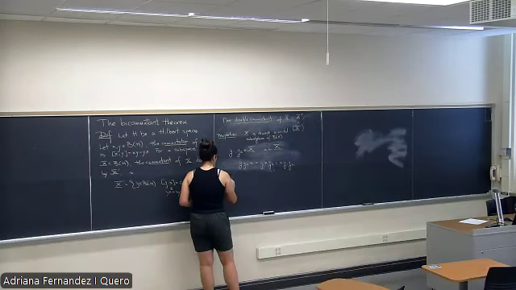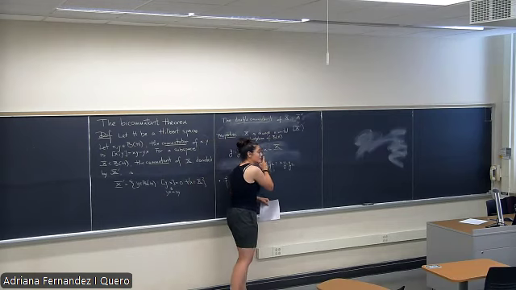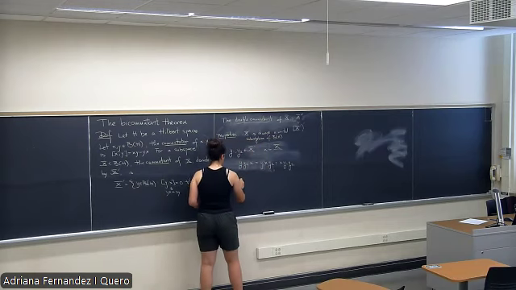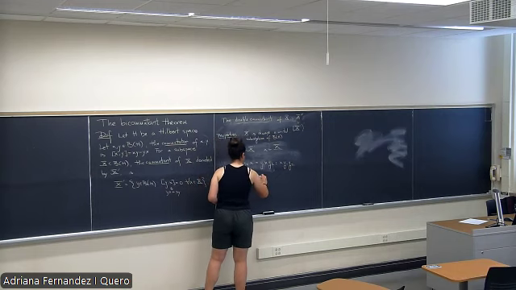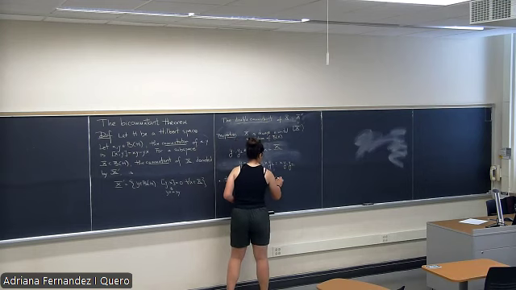So another one is that this may not be a star subalgebra in general, but if X is closed under the star, so we say X is closed under taking adjoints.